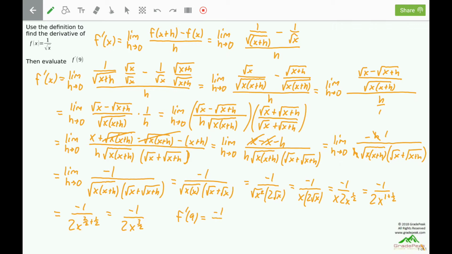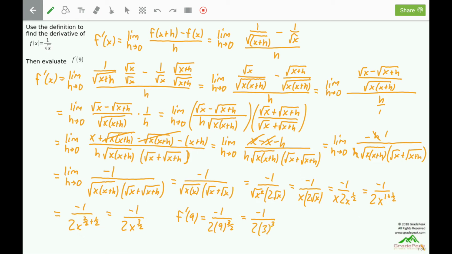That'll give us -1 over 2 times 9 to the 3/2. Raised to the 3/2, what that means is the denominator of the fraction 3/2 is the root, and the numerator is the power. It's usually easier to do the root first, then the power, but you can actually go in either order. So I'm going to take the square root of the 9, because the 3/2 is a square root for the halves. The square root of 9, which is a 3, and then cube that.